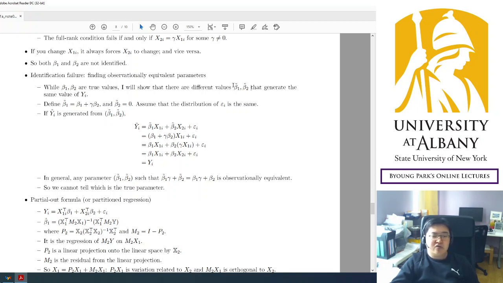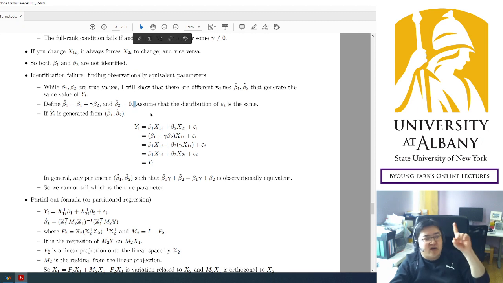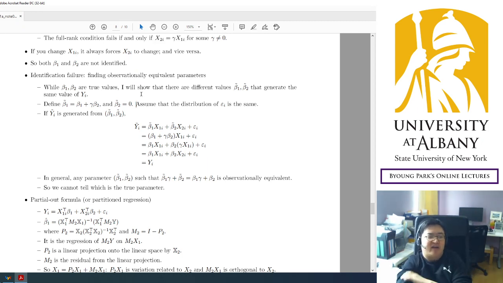How can we show that? Define beta 1 tilde and beta 2 tilde. I know that they will be observationally equivalent when they satisfy this relationship. I'm just giving you one number, given this way. You may choose a different number, but let's see this number. Just one value will be enough to disprove identification.